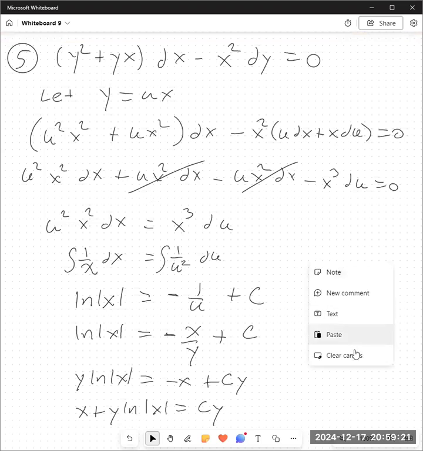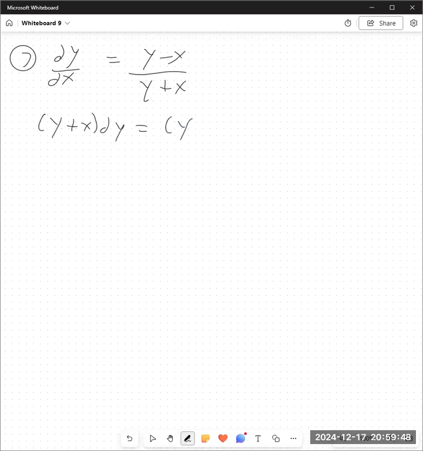All right, let's look at number 7. Number 7 is dy dx is equal to y minus x over y plus x. I'm just going to go ahead and make this y plus x dy equals y minus x dx. And there's no advantage to either substitution here because we're going to have binomial times binomial no matter what. So I'm just going to let y equal ux here.